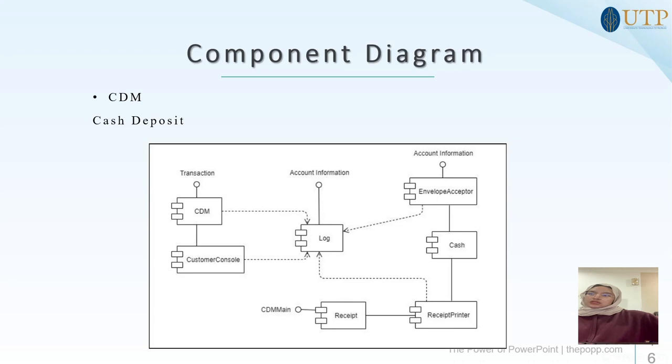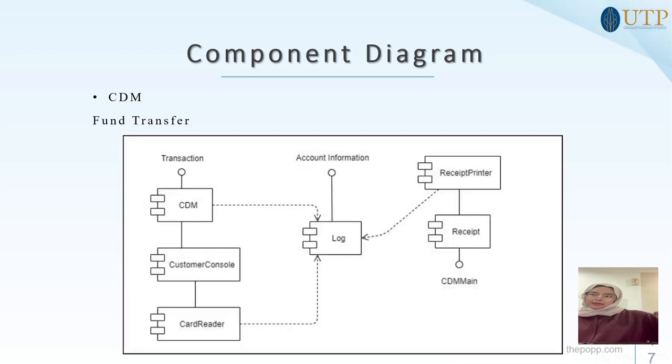For fund transfer in the CDM, the transaction is made directly through the CDM, which is connected to the customer console that will interact with the user. The customer console will activate the card reader once the customer has inserted their own bank card. So once the fund transfer has been made, which is connected to the log component that stores the account information, the receipt printer will print the receipt to the customer.